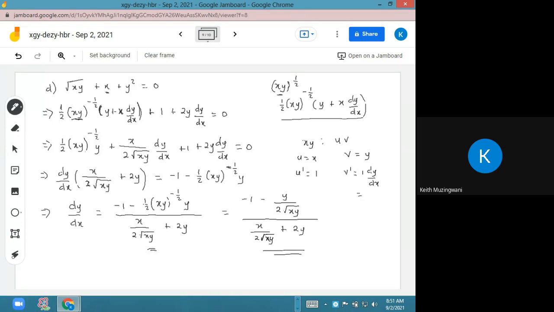But you know that 1 multiplied by anything is that thing. And then you write it as u prime v plus v prime u. So u prime is 1, v is y, plus v prime is dy dx, u is x, so you have x dy dx. That's why we have this inside. All right, thank you, sir. Okay.